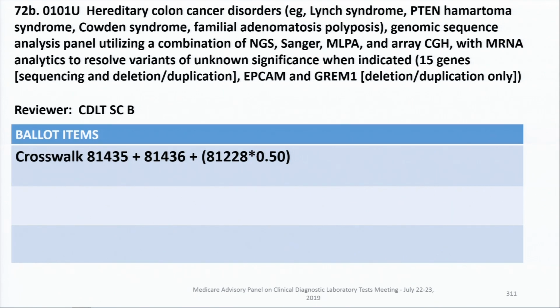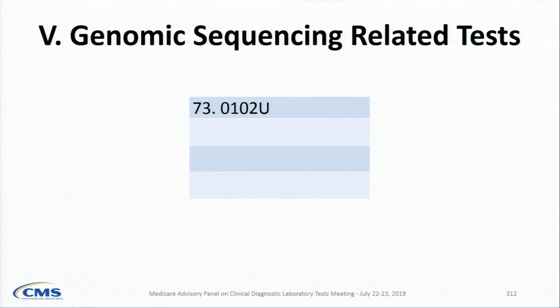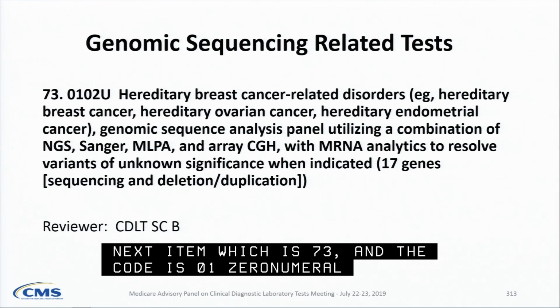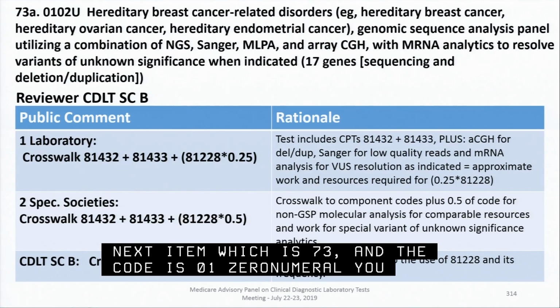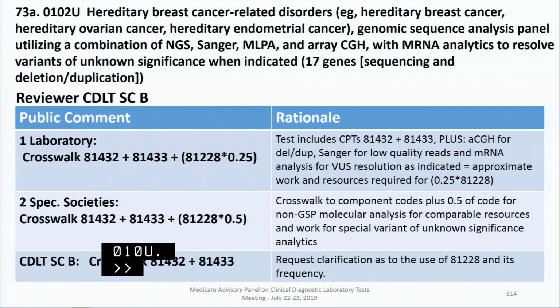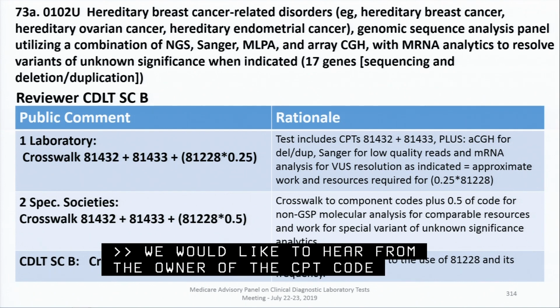All right, we're going to go on to the next item, which is 73, and the code is 0102U. This is a hereditary breast-related disorders test, and I'm going to turn this over to Subcommittee B, as in boy, and Dr. Chandra, this is all yours. Thank you. Similar comments here. We are going to be recommending 2 crosswalks and would very much like to hear from the owner of the CPT code to provide some more clarification as to the use of the resources that are equivalent to 81228.